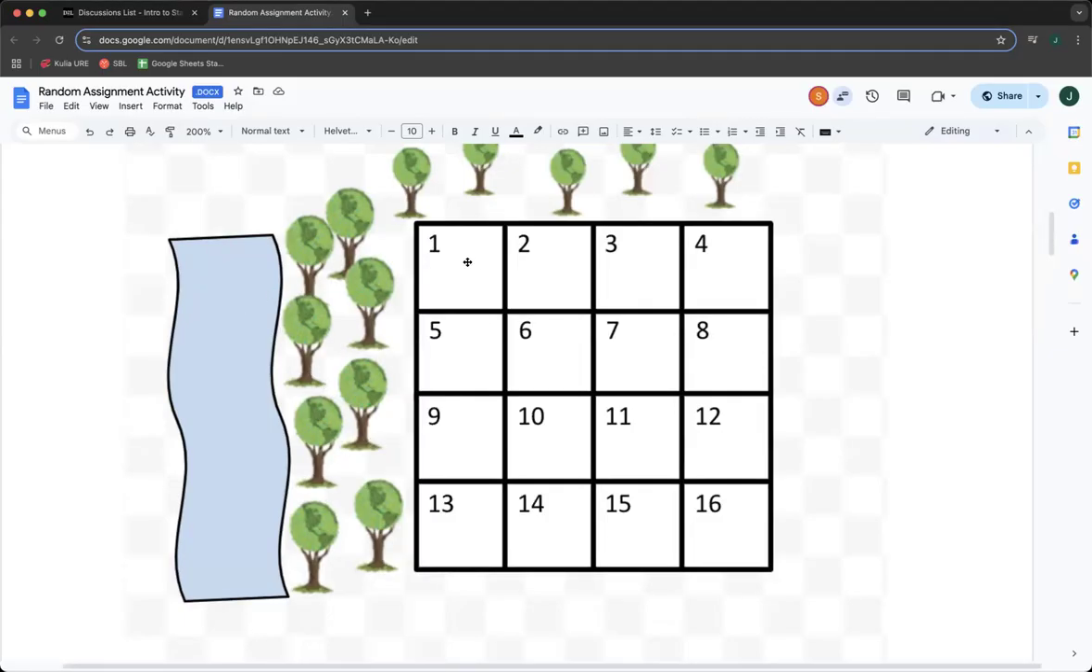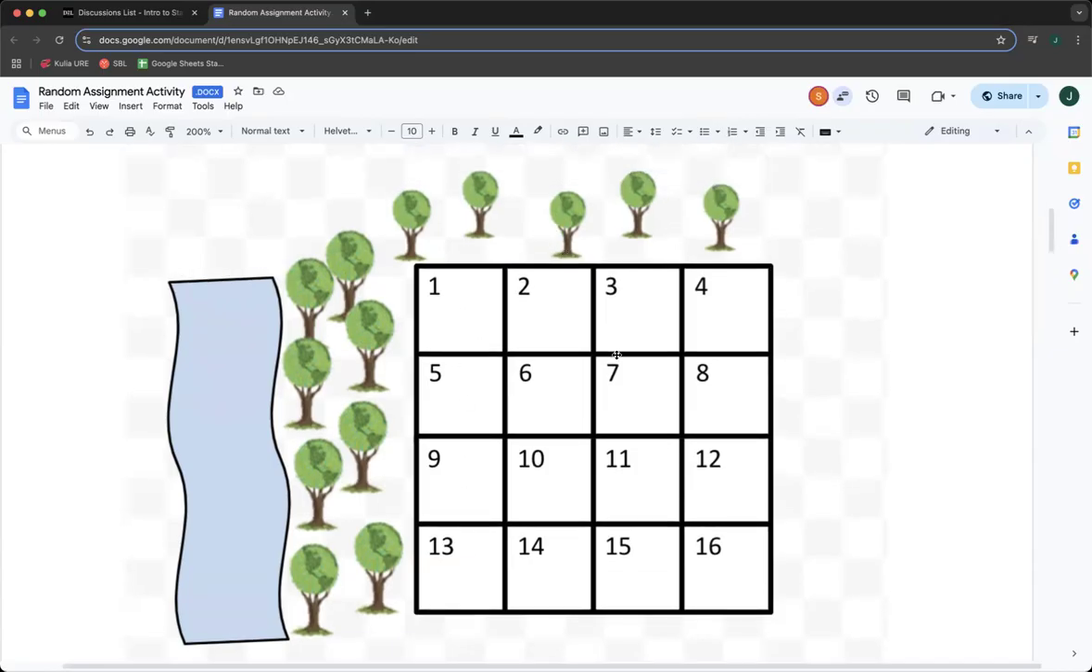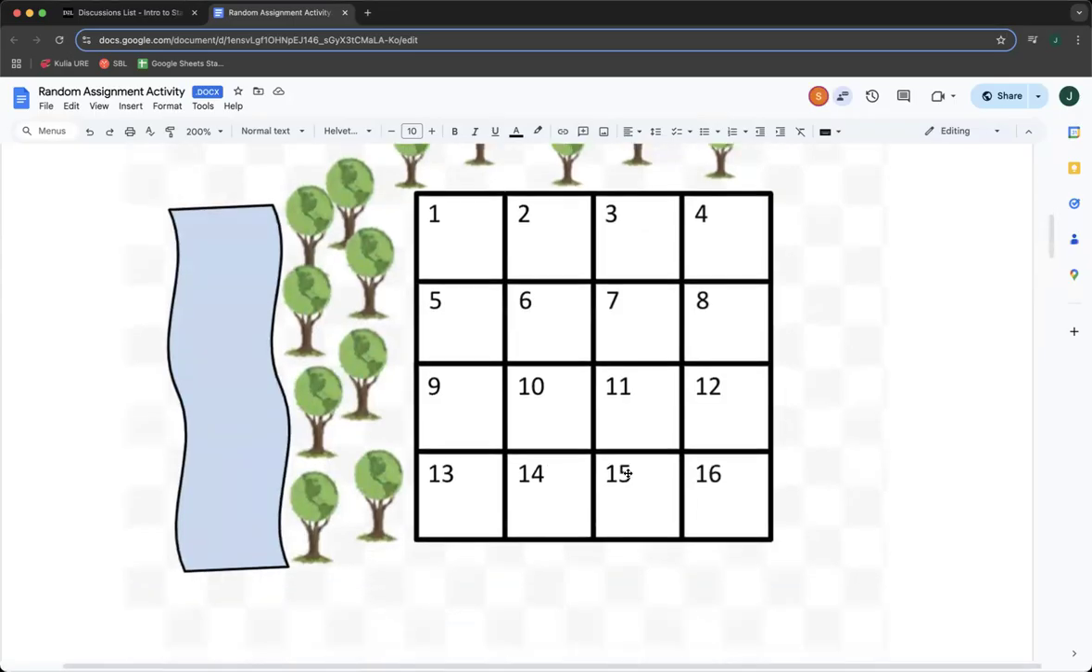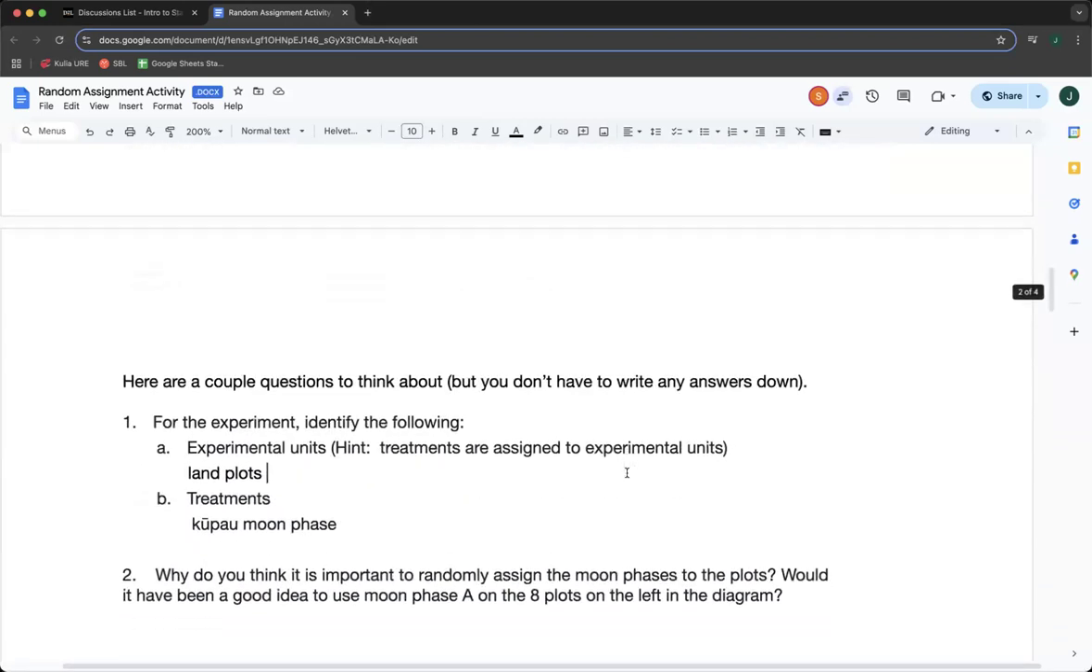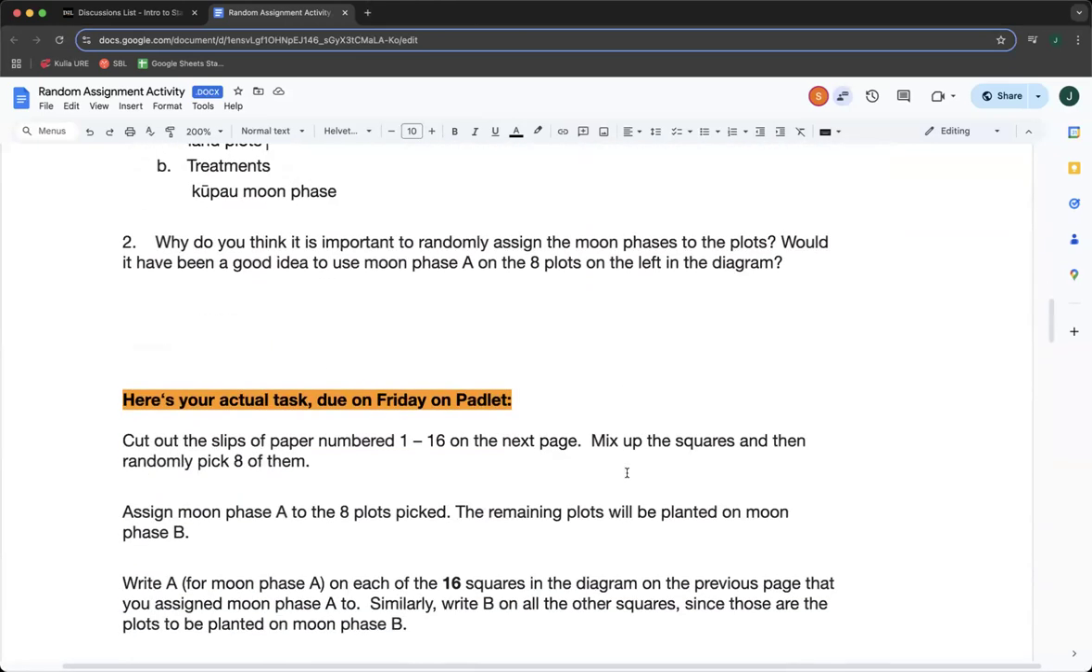So it's not a good idea to only put one type to the left or in the top either, right? Because you have the trees on the top and you don't have anything in the bottom. So what makes more sense is to randomly assign. That way you're more fair to the A's and the B's, to the different types of moon phases.